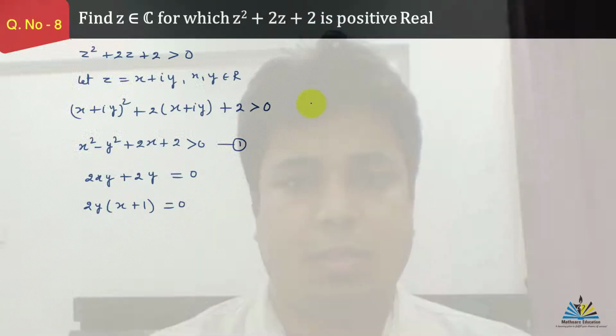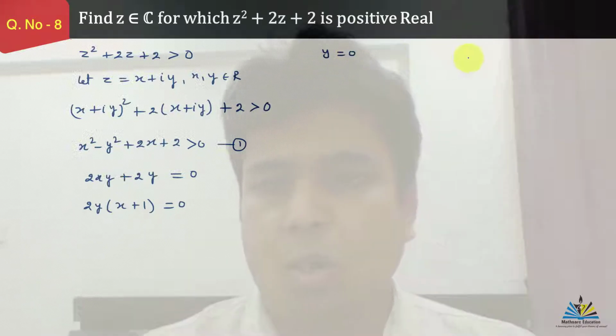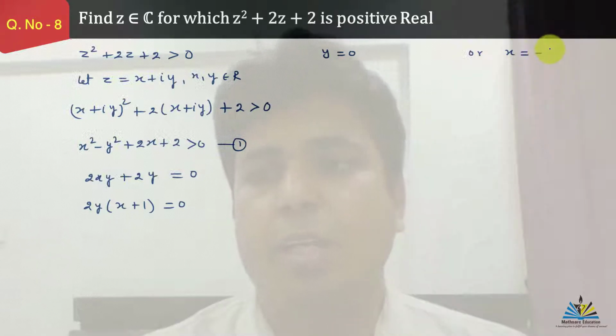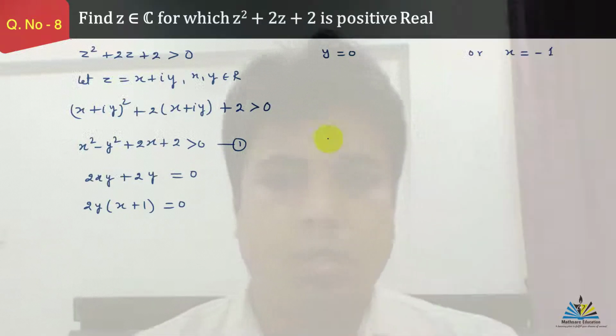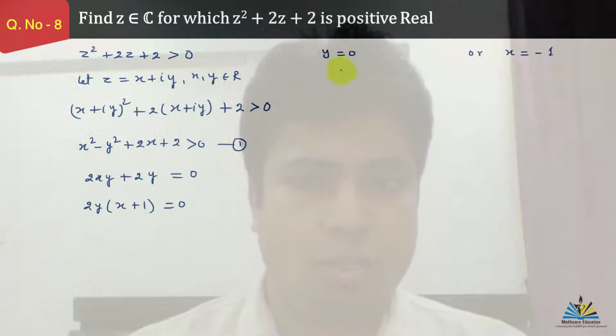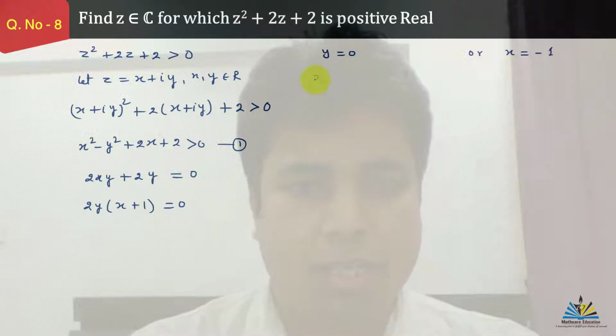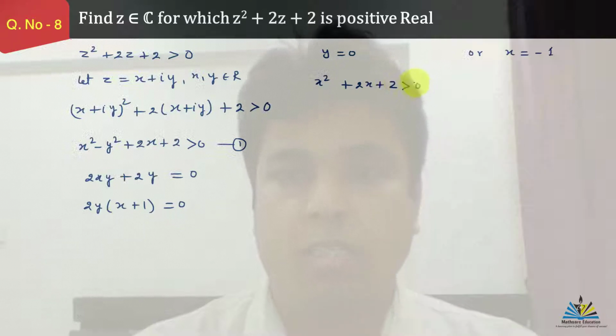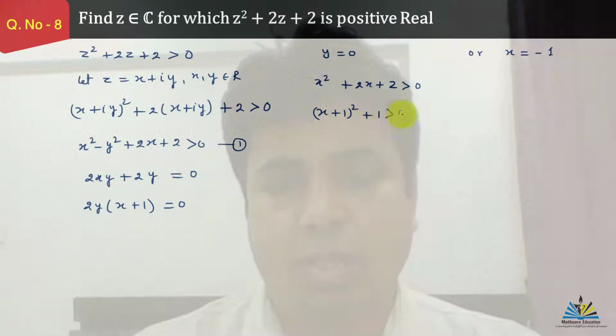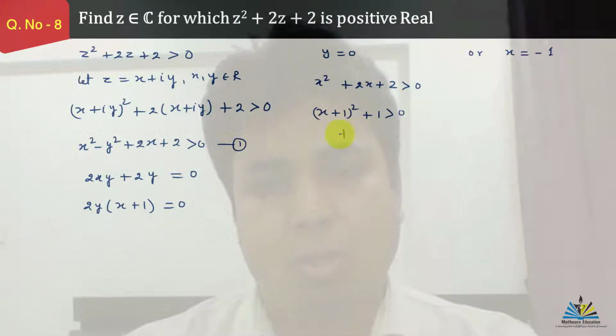So we have two situations. Either y is equal to 0 or x plus 1 is equal to 0, that is x equal to minus 1. So let's solve the first. If y is equal to 0, then putting y equal to 0 in this inequality we get x square plus 2x plus 2 greater than 0, and this is x plus 1 whole square plus 1 greater than 0. So you can see this is true for all x belonging to real.